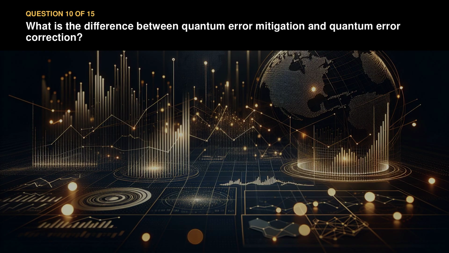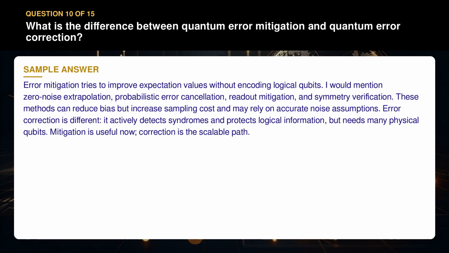Question 10. What is the difference between quantum error mitigation and quantum error correction? Error mitigation tries to improve expectation values without encoding logical qubits. I would mention zero noise extrapolation, probabilistic error cancellation, readout mitigation, and symmetry verification. These methods can reduce bias, but increase sampling cost and may rely on accurate noise assumptions.